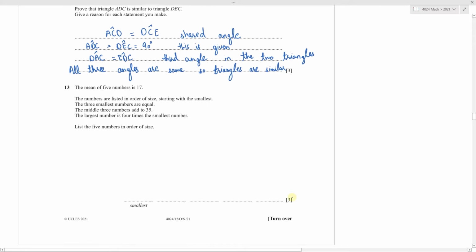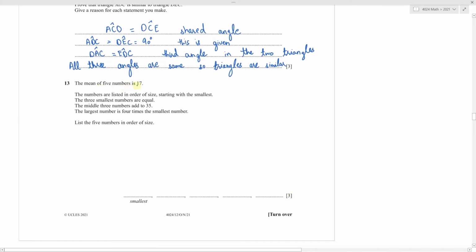Question number 13. The mean of 5 numbers is 17. Then you're given a bunch of conditions. Let's list the 5 numbers in order of size. You're given that the numbers are listed in order of size starting with the smallest. The 3 smallest are equal, the middle 3 add to 35, the largest number is 4 times the smallest number. So let me write down the 5 numbers. First number, second number, third number, fourth, and then fifth.